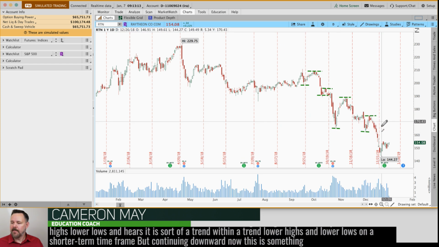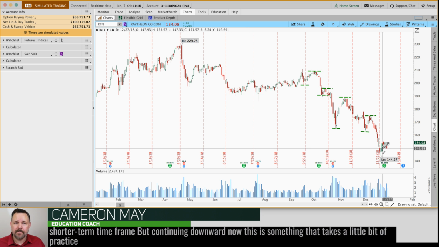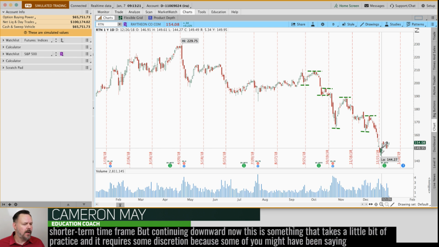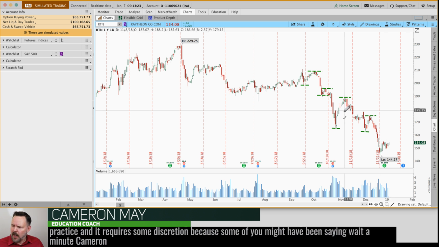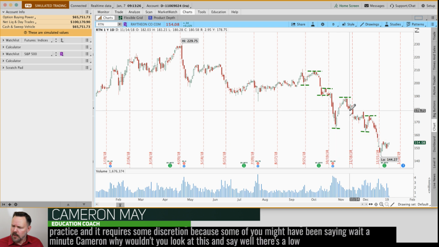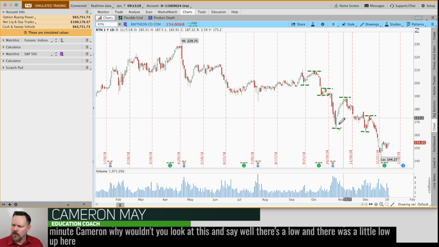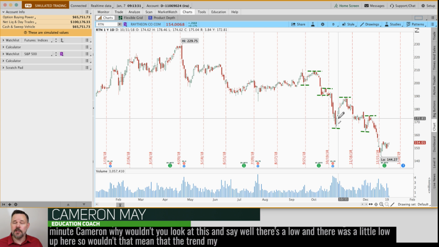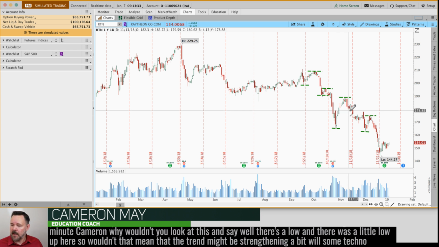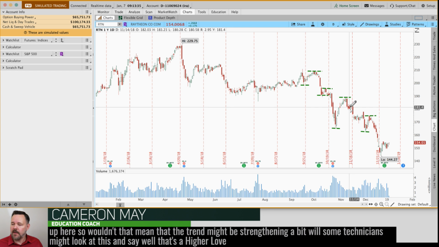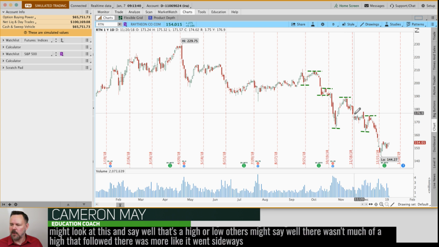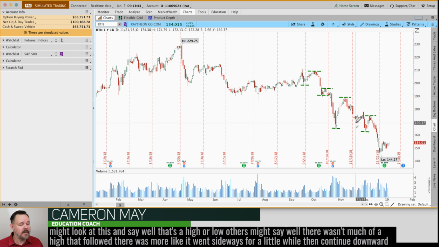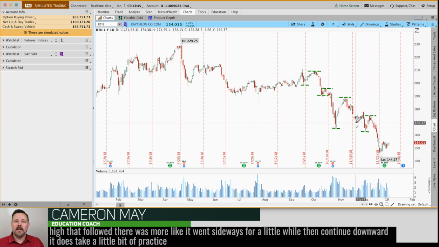Now this is something that takes a little bit of practice, and it requires some discretion. Because some of you might have been saying, wait a minute, Cameron, why wouldn't you look at this and say, well, there's a low, and there was a little low up here, so wouldn't that mean that the trend might be strengthening a bit? Well, some technicians might look at this and say, well, that's a higher low. Others might say, well, there wasn't much of a high that followed there. It was more like it went sideways for a little while and then continued downward. It does take a little bit of practice. That's why I mentioned that there is some discretion here.